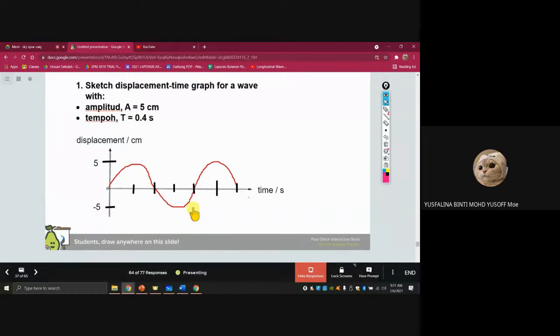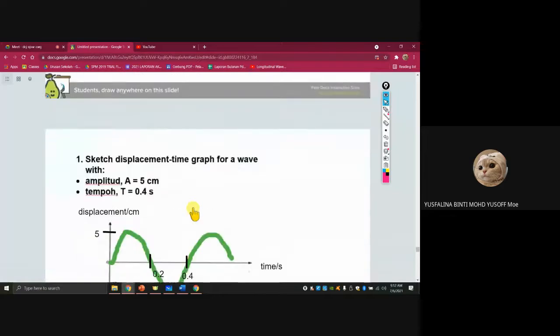Okay, so make sure you put the scale for your graph, right?